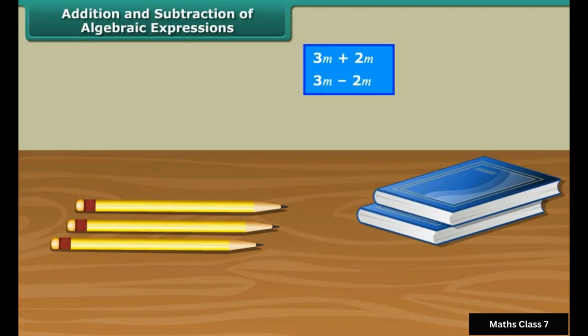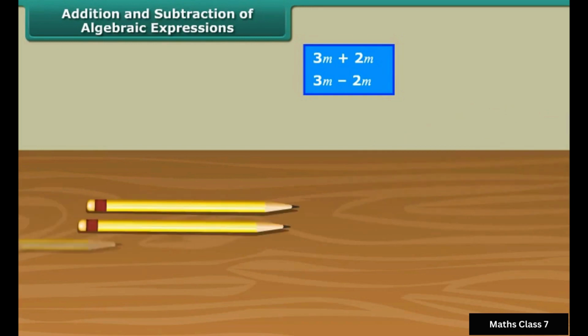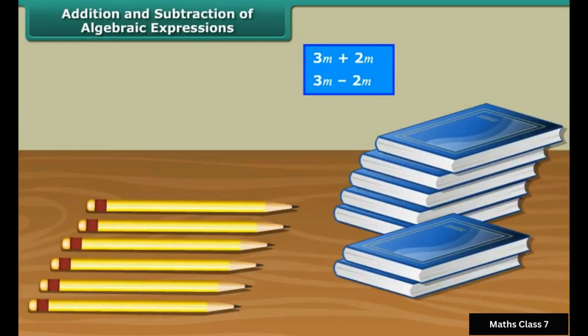Now, if we get another 3 pencils and 5 books, altogether, we now have 6 pencils and 7 books. Now again, we can't combine these objects since they are different. However, if we remove 1 pencil from 6 pencils, then we are left with 5 pencils, but still we have the 7 books. So you can see it's quite similar with algebra. We can only add or subtract similar objects.